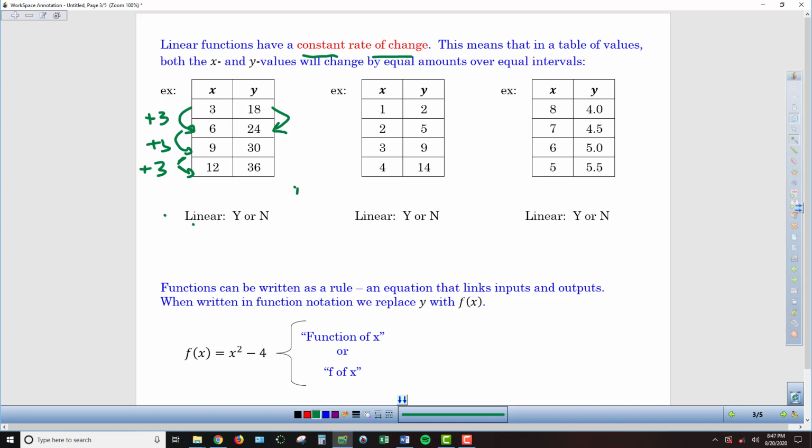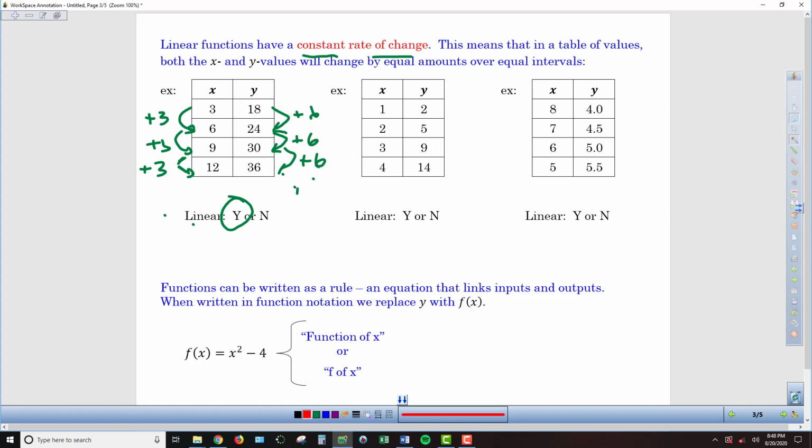So from 18 to 24, we're going up 6. From 24 to 30, we're going up 6. From 30 to 36, we're going up 6. And so we have a consistent pattern in each, so this one is a linear function.